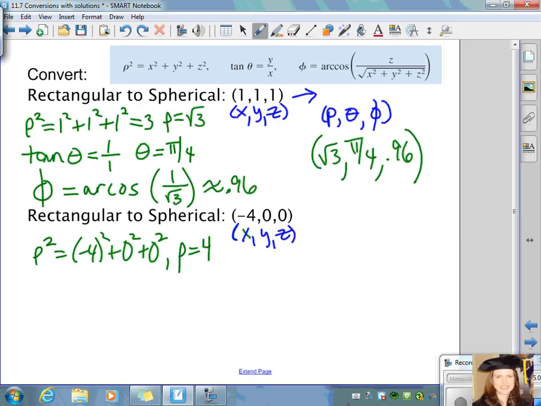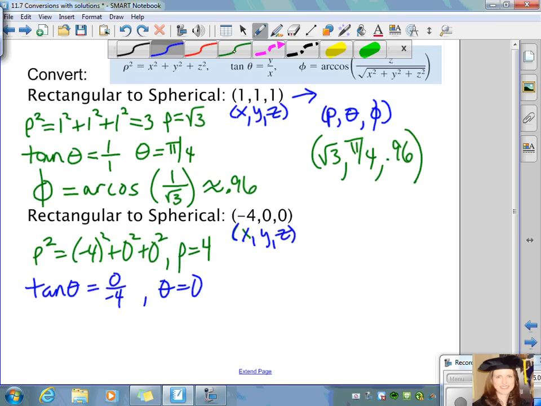To find the angle theta, if we do tangent theta is equal to y, which is 0, over x, which is -4. Tangent is equal to 0 when the angle theta is equal to 0. Theta equals 0.